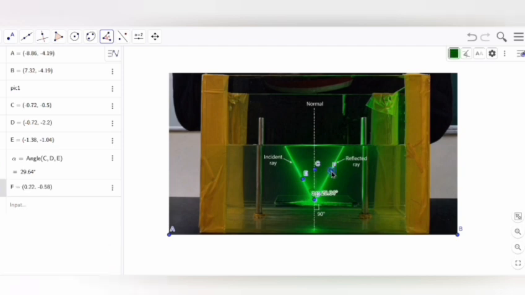We'll take a point on the reflected ray, take the same points D and C. So you again see the angle is almost the same, 30.12 degrees. There is a slight error due to placement of the normal. So the angle of incidence is the angle between the normal and the incident ray, and it is nearly equal to the angle between the normal and the reflected ray.